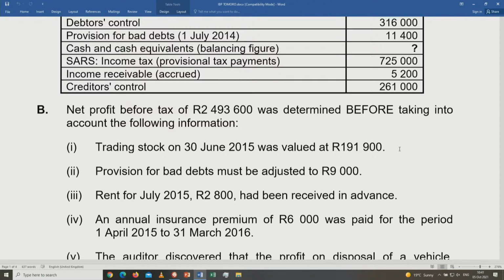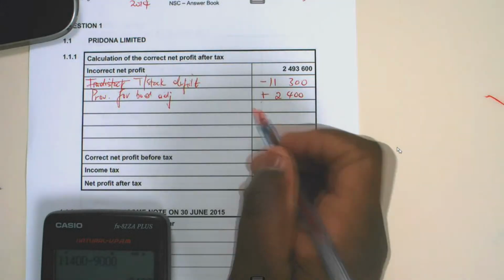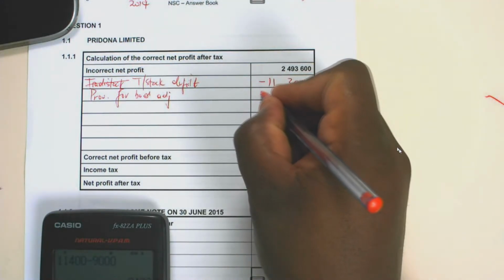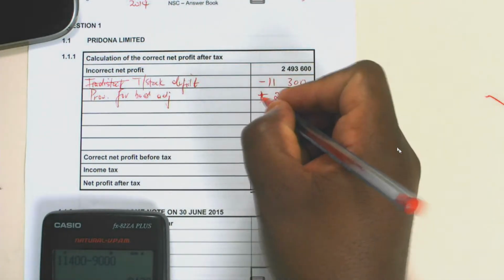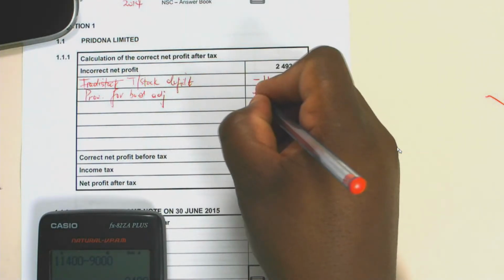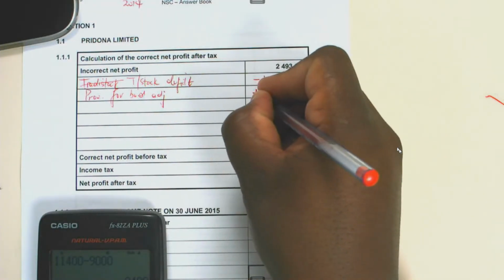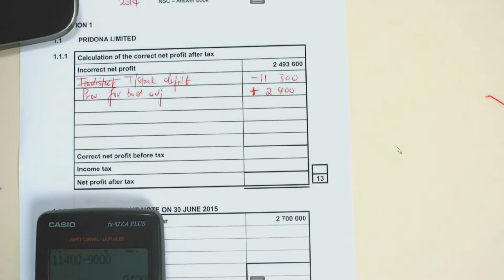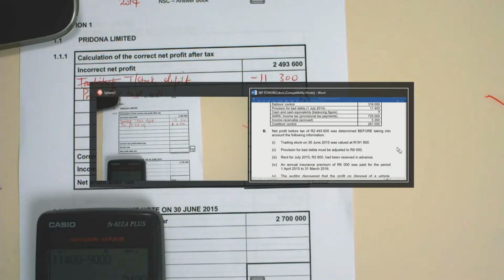In that case, it would have been an expense. We could have subtracted it from this total of hours. But in this case, we have provided more. That is why we add back the difference. Right, now let's go to number 3.